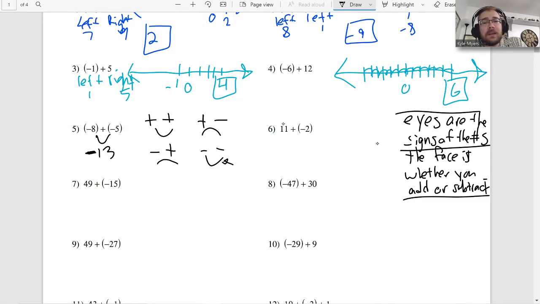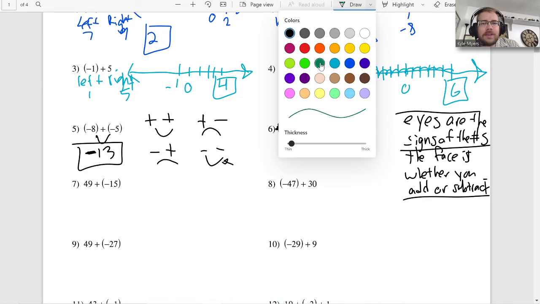But this one is a positive. If there's no sign, it's a positive sign. By the way, so it's a positive 11. It's a -2. We're going to subtract. This is actually the same thing as 11 minus 2, by the way. If I put 11 plus -2, that's the same thing as 11 minus 2. Okay? I'm going to subtract them. So I'm going to subtract 11 and 2, which is 9. And that's it. Okay. Let's go back to green.